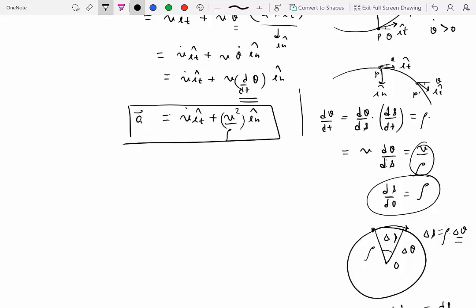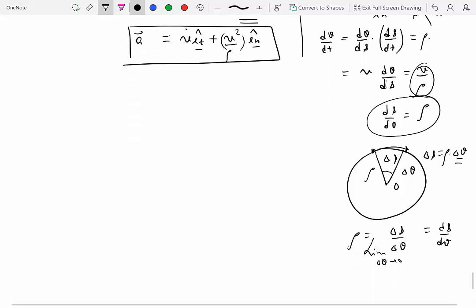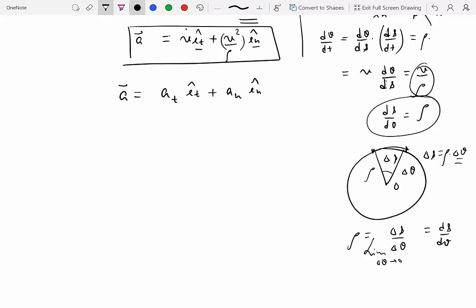Now this is interesting because we are looking at the expression of acceleration in the tangent normal coordinate system, and it has two components. There's one component pointing along the tangential direction, another pointing in the normal direction. So I can write this a little differently: acceleration along the tangential direction unit vector et hat plus acceleration along the normal direction unit vector en hat, where at is the tangential component of the acceleration given by v dot, and an is the normal direction component of acceleration given by v squared over rho.